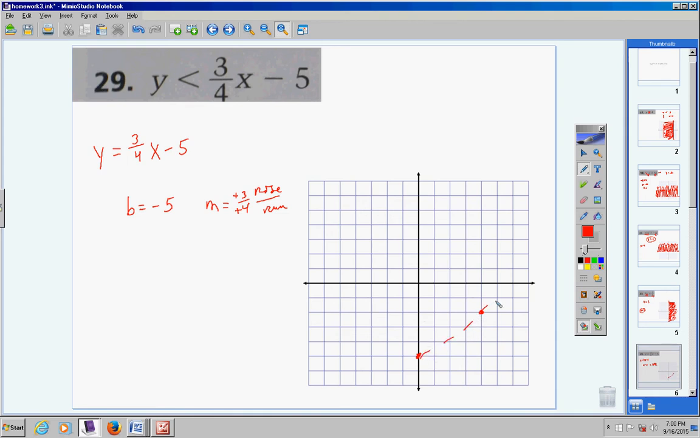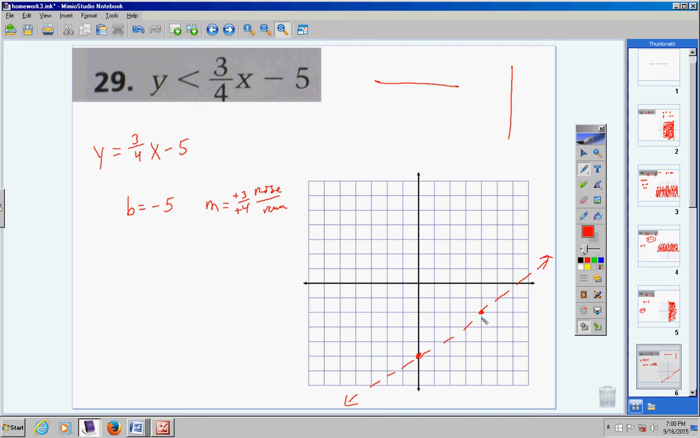Now, I noticed before I drew my line to make sure that it was dotted, okay? It's dotted because there's no equal sign here. Alright, so there we go. Now, when your lines are horizontal or vertical, you don't need to test a point to see where to shade. Let me say it again. When your lines are horizontal or vertical, you do not need to test a point to know where to shade. You do not need to.